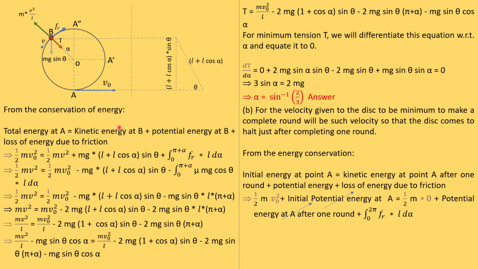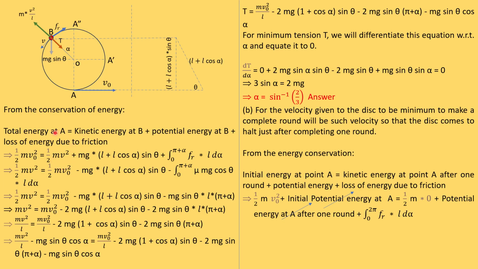Now we'll write the conservation of energy. The total energy at A initially will be the total energy at B plus the loss of energy due to friction. So we can write here the initial energy is half mv naught square. We are taking the potential energy with reference to point A. Here we have shown that it is having a velocity v.